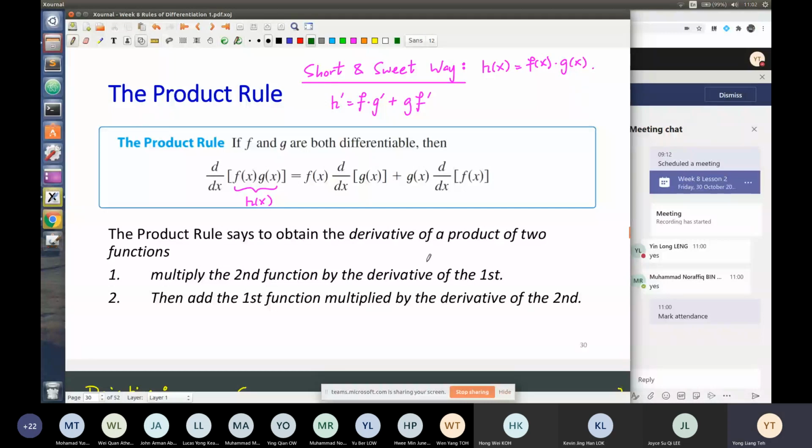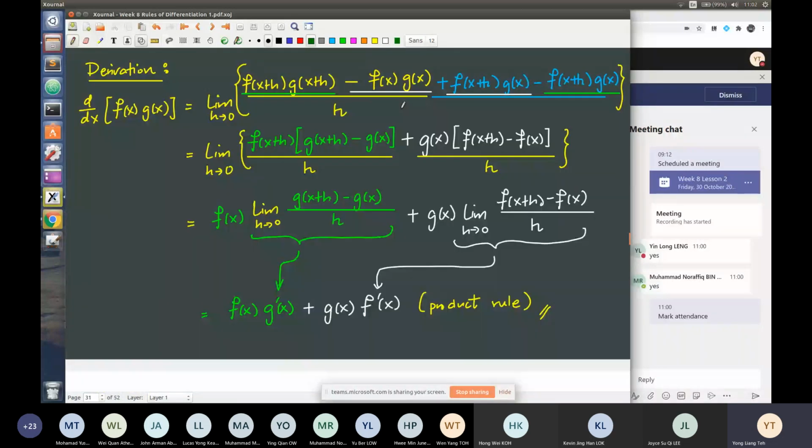Then we also looked at the product rule. The product rule is for differentiating functions multiplied together. For example, f and g here, when they are multiplied together, the whole idea is you hold one of the functions and differentiate the other. Then you add the differential of the function you held just now, multiplied by the function that you differentiated beforehand. So it's just like taking turns to differentiate each function and then summing them up altogether. We also looked at the derivation of this product rule.